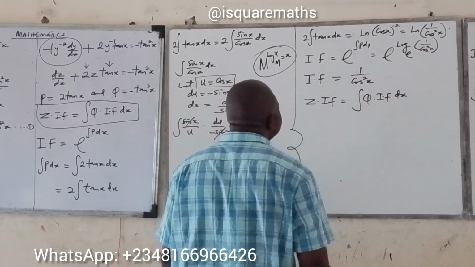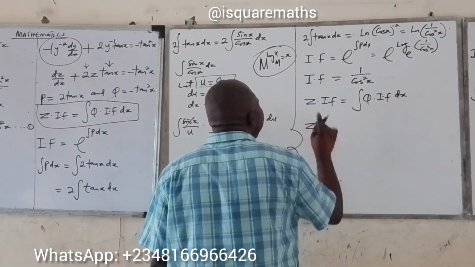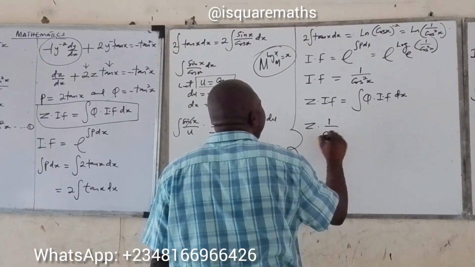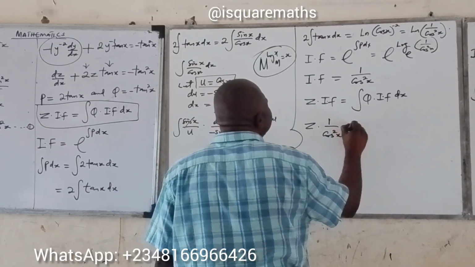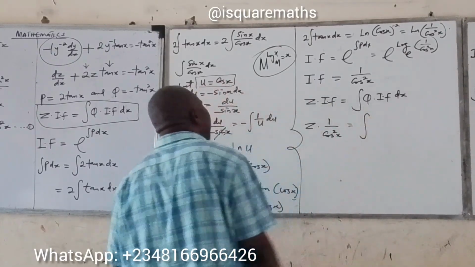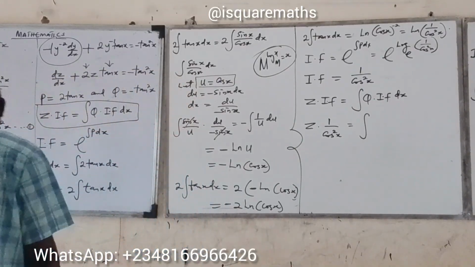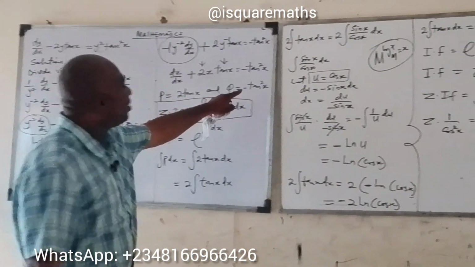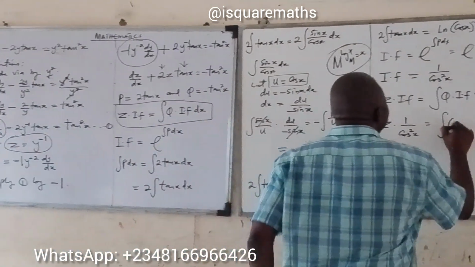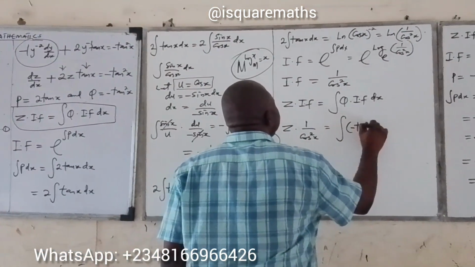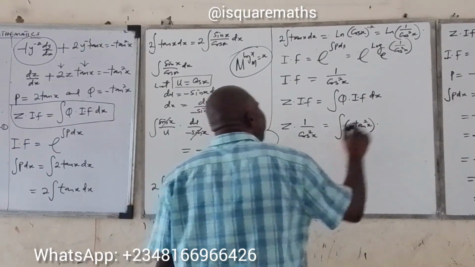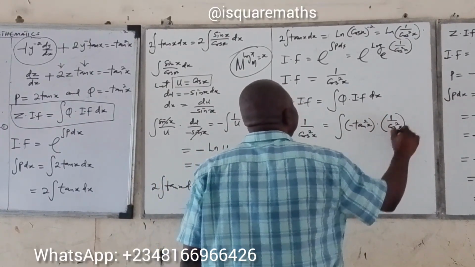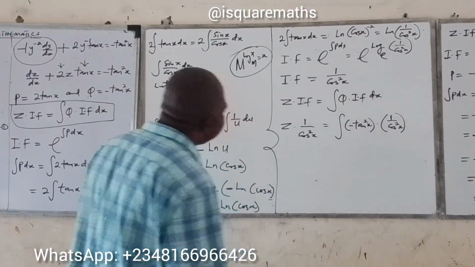Then here we have dx. Now here we have z times the integrating factor, which is 1 all over cos squared x. Now it's equal to the integral. Now the value of our q, remember the value of our q here, we said is minus tan squared x. So here we have minus tan squared x. Then the integrating factor is 1 all over cos squared x.